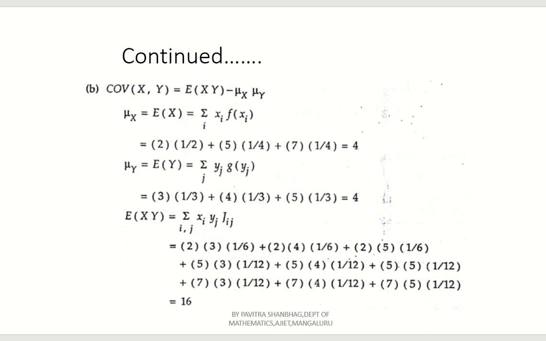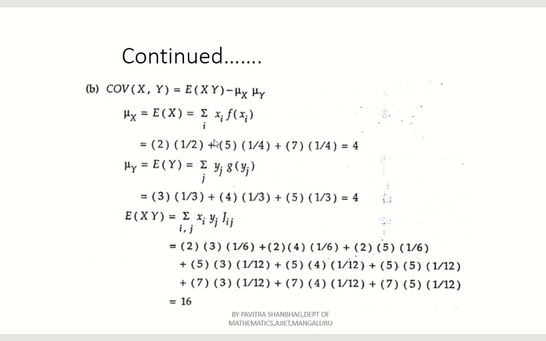Now let us find the covariance of XY, that is E(XY) minus mu x into mu y, right? Now here we need to find E of x, expectation of x, or mu x, that is summation xi into f of xi, right? That is we need to find the sum of the products of x into f(x).